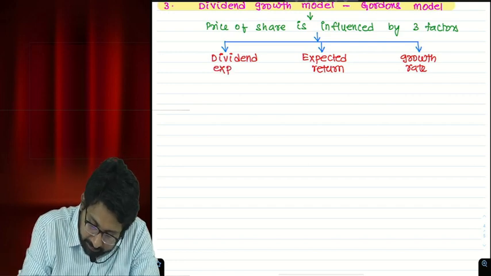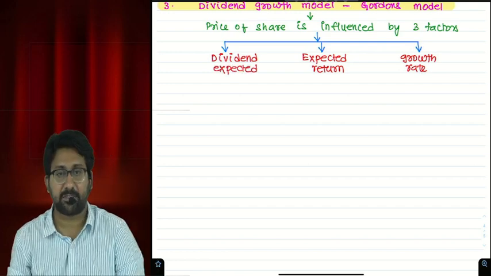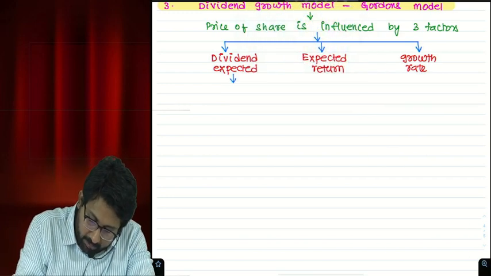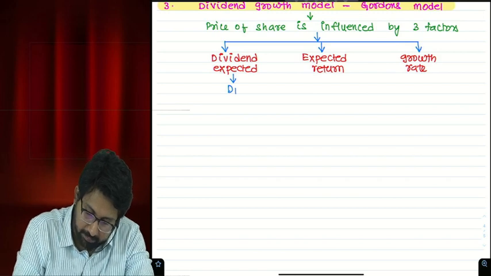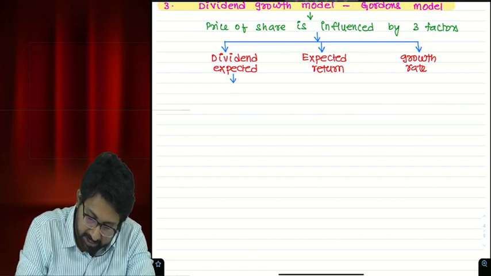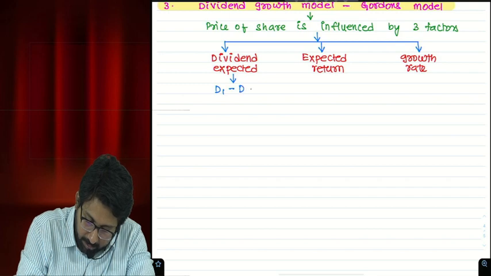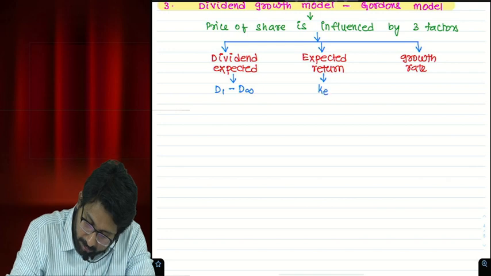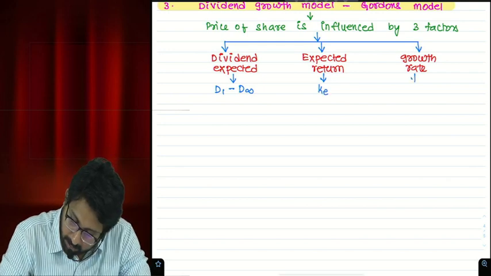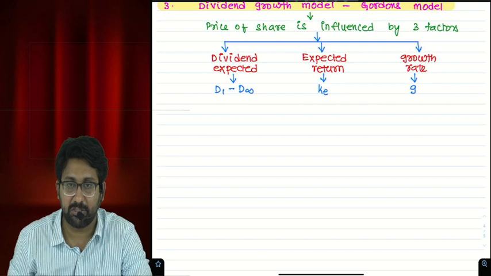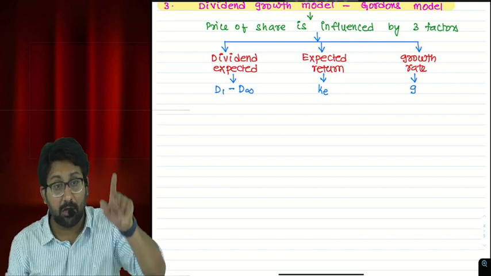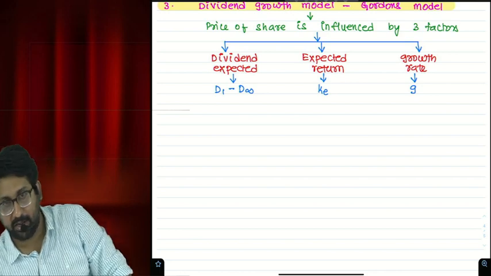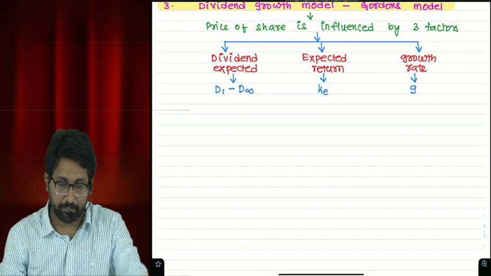Dividend means expected dividend, expected dividend, we call it D1 to D infinity. KE is the expected return. Growth rate we notate with G. G is already having another analysis. G will be equal to B into R. Meanings I will tell you later, we will discuss much later.